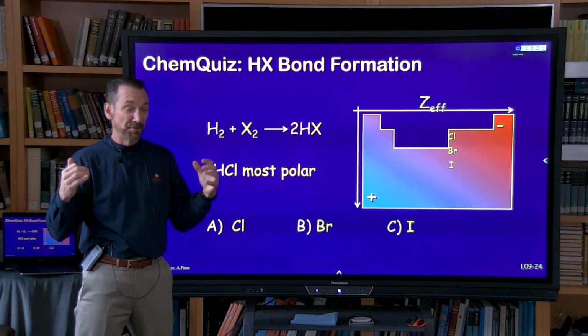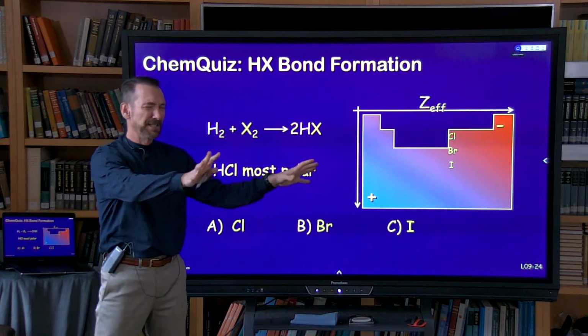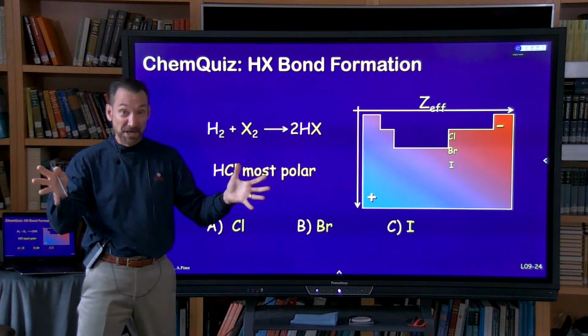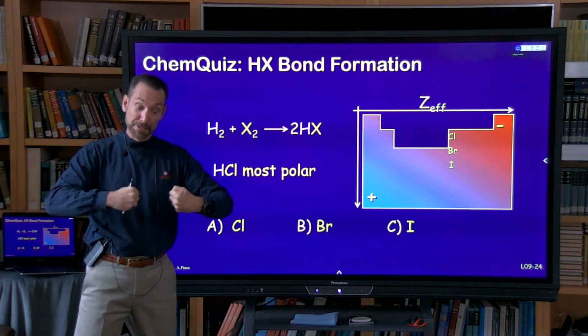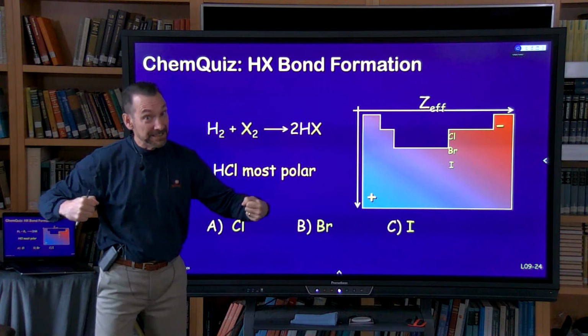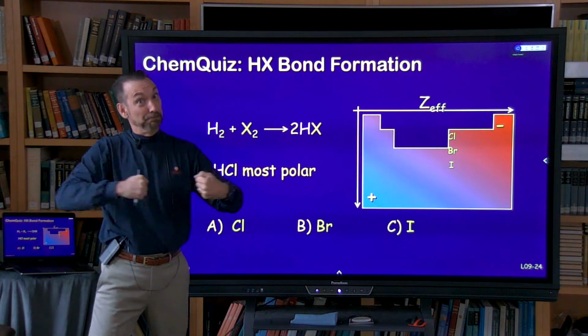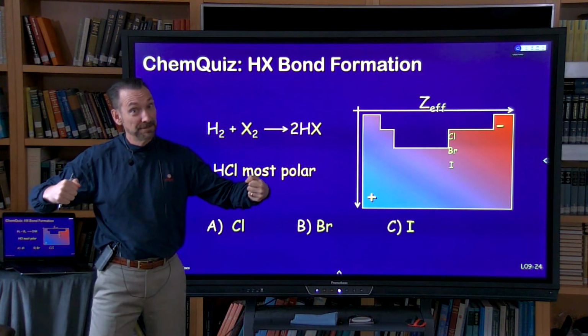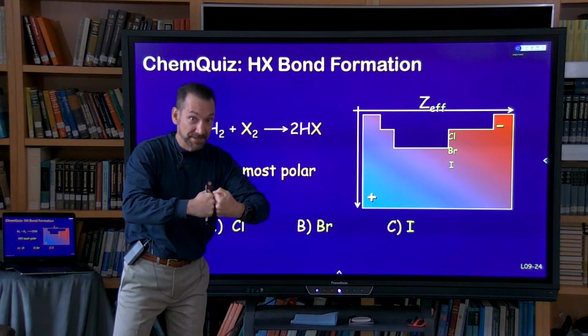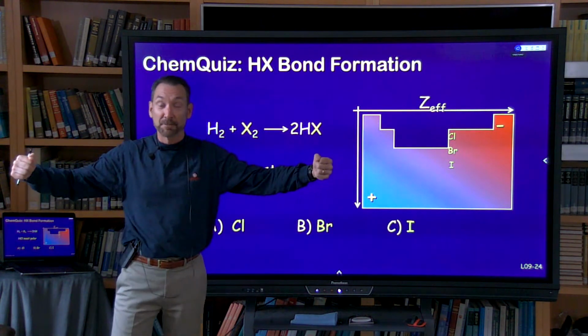Sometimes that's counterintuitive for people to think of. I make a bond, I release energy. Always think about it the other way. If you have to break the bond, you've got to put energy in. You understand that? I have to pull it apart. So going this way has to release it. If going this way, you have to put energy in.